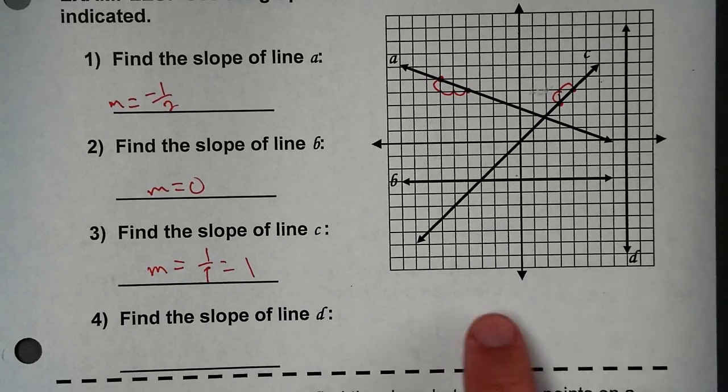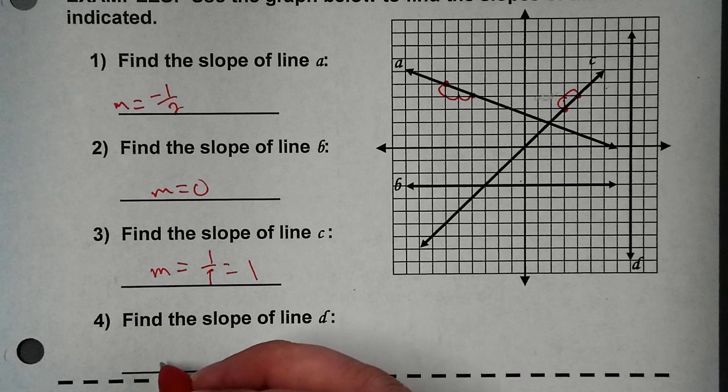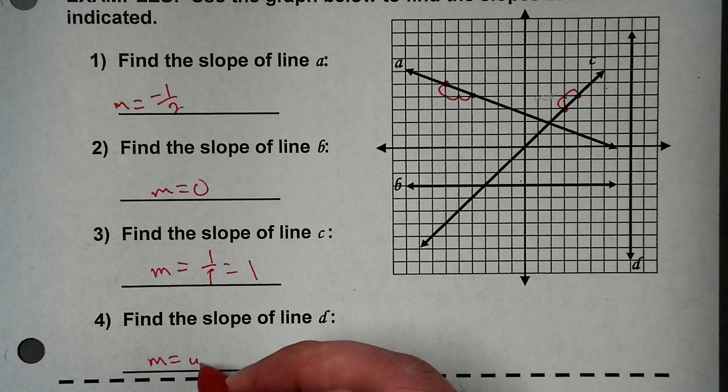And then the slope of line D. Line D is this vertical line right here. Remember, vertical lines have a slope of undefined.